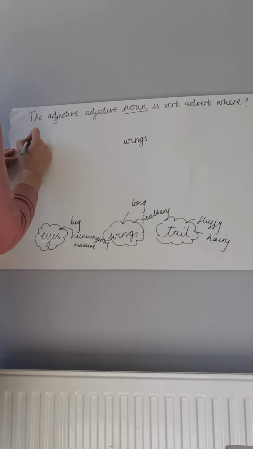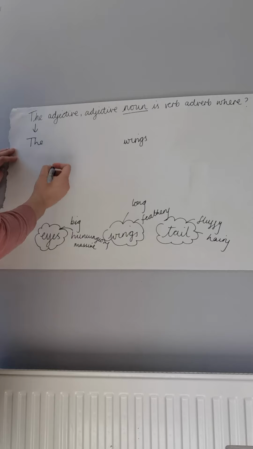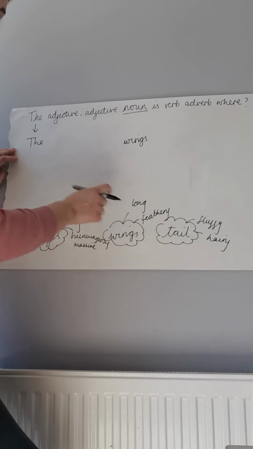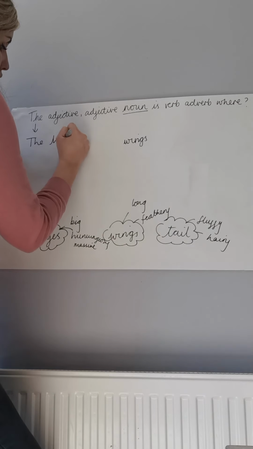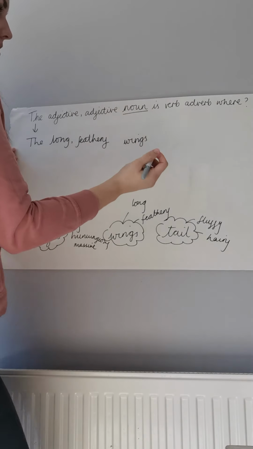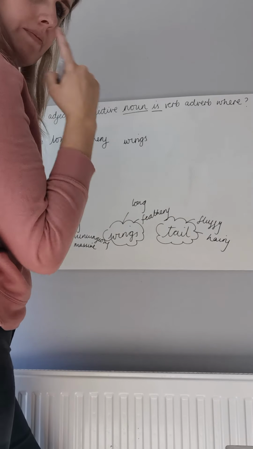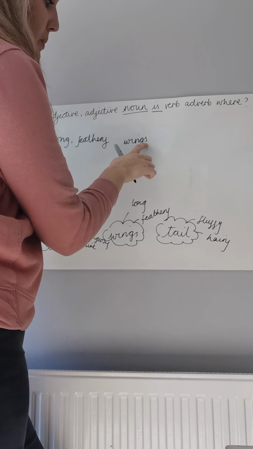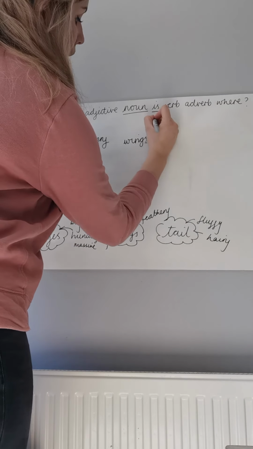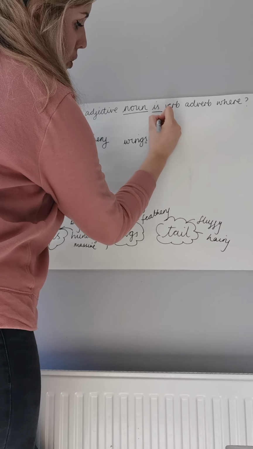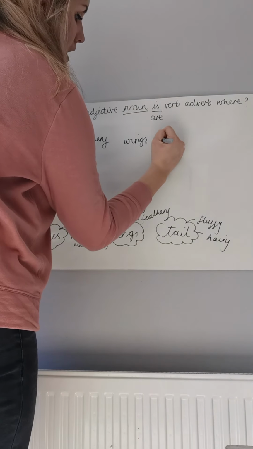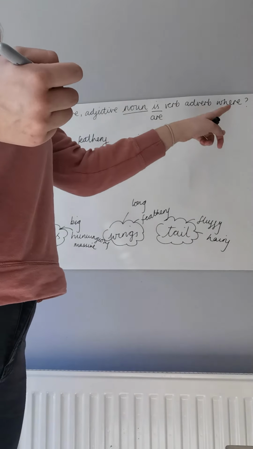So I then have the here, so I'm just following it down, and I've got space for adjective. If I've chosen wings, I've got long and feathery already, so I might use those. The long feathery wings. Now, it's not quite right for wings because this means it's plural because we've added an S to the end of it. So when it is plural, when there's more than one, we need to put are here instead. Okay, so the long feathery wings are, then we've got verb adverb where.